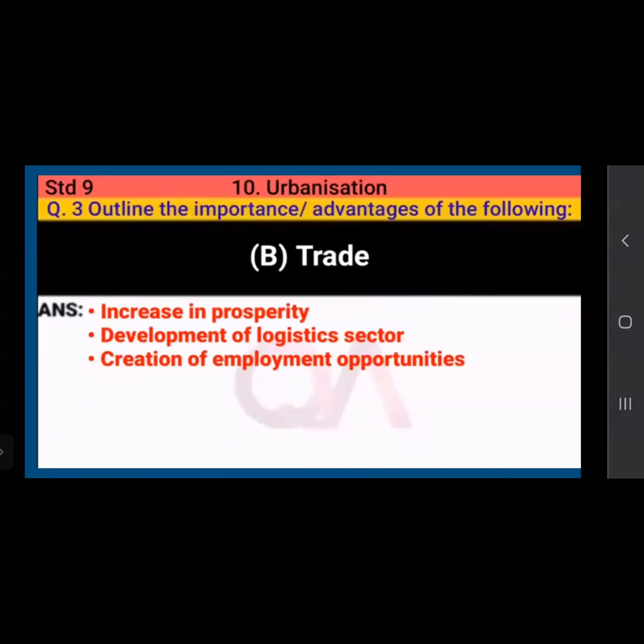Outline the importance or advantages of the following. The importance of trade: increase in prosperity. Okay, so because of trade, prosperity is increased, there is development of the logistics sector, and creation of employment opportunities. Employment is created among the people because of trade. So trade involves such a process that many people can work in that field.